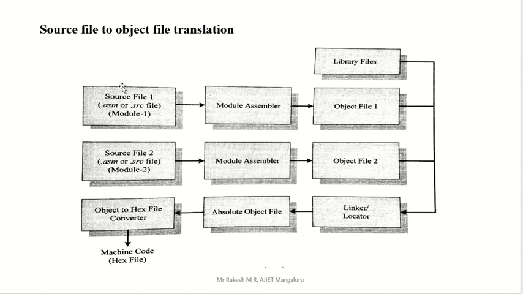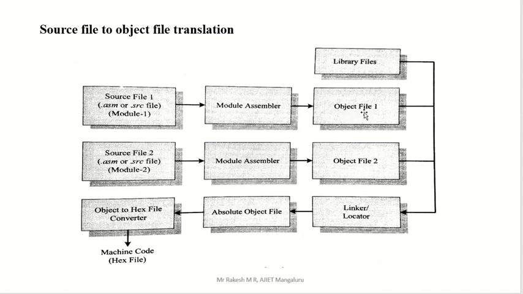And that source file is just human understandable language. You have to convert it into machine understandable language. How to convert that? We are going to use an assembler for that. An assembler is used for low level language, and a compiler is used for high level language. So the assembler will convert your low level language, that is the source file, to one object file.